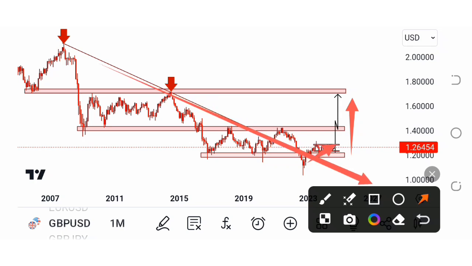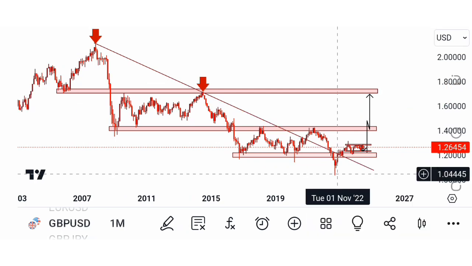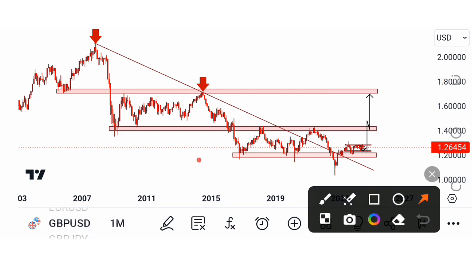However, at the moment you can see that the market is above that bearish trend, which means for me the market is bullish. Second reason why I'm looking for buys on this market, the reason why I'm bullish, is because the market also has created a very strong area of support over here.